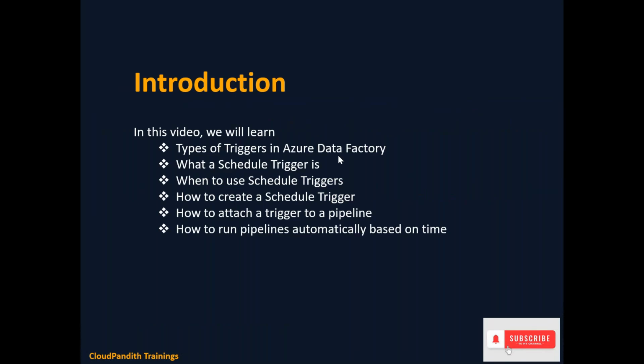Before we jump into the demo, team, let's quickly understand what we are going to cover in this video. Azure Data Factory supports different types of triggers, team. In this session, we will briefly look at the different types of triggers. Then we will focus on the schedule trigger. We will understand what a schedule trigger is, how to use it, when to use it, and all these things. By the end of this video, you will be able to create a schedule trigger and run pipelines automatically based on time, team.